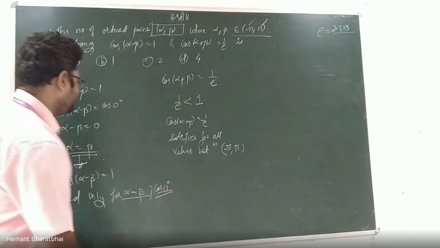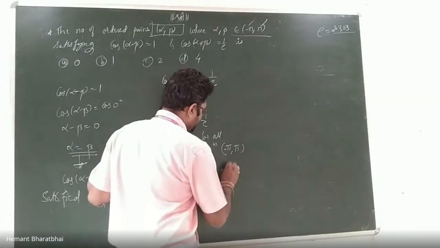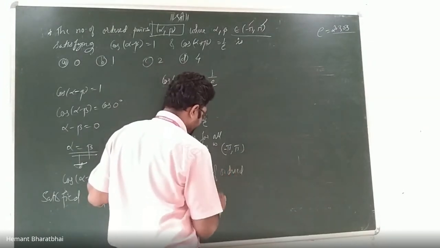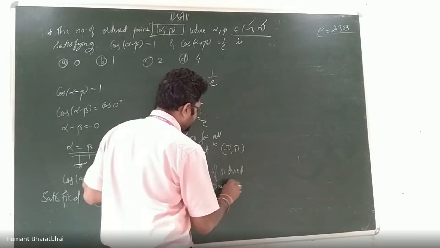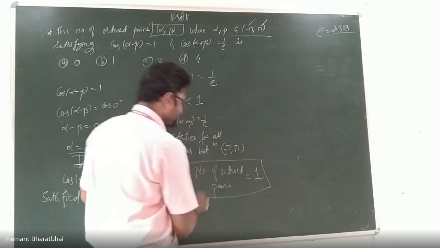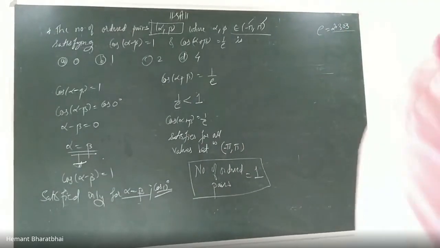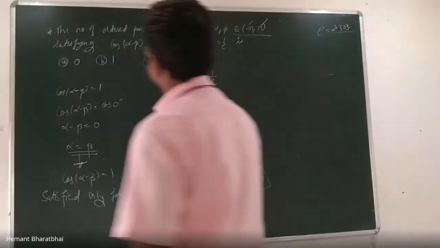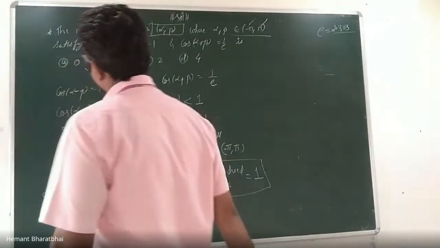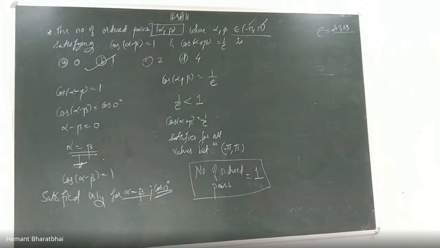Hence, how many ordered pairs will be there? Therefore, the number of ordered pairs satisfying both the equations is only one. How many ordered pairs are there which are satisfying this equation? Only one. So the answer is option number B.